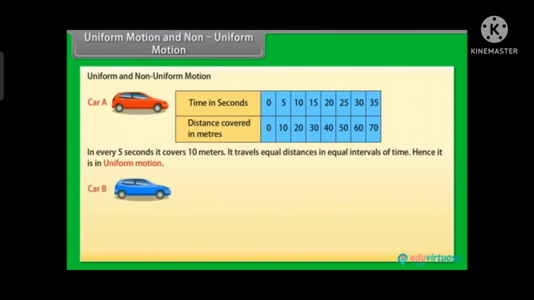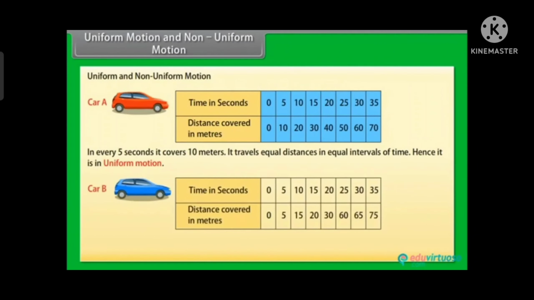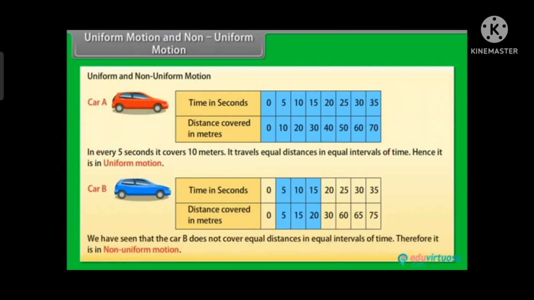Look at car B now. Car B covers 5 meters in 5 seconds, 15 meters in 10 seconds, 20 meters in 15 seconds. We have seen that car B does not cover equal distances in equal intervals of time. Therefore, it is in non-uniform motion.